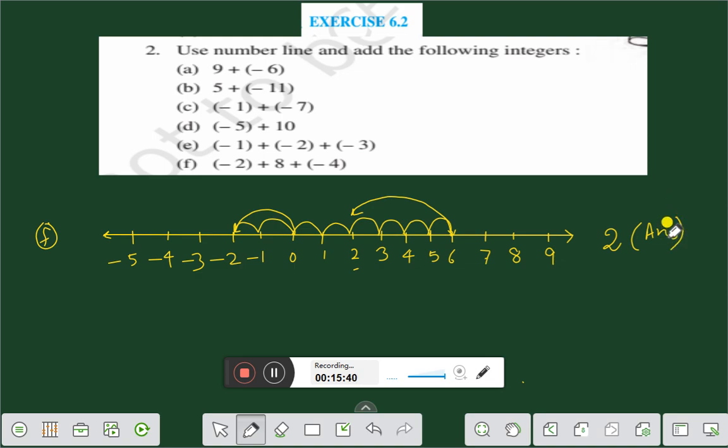Now, let us repeat once again. Exercise 6.2, question number 2F. First, minus 2, that is, you have to go on the left side, from 0 to minus 2. Now, plus 8, on the right side, 8 places: 1, 2, 3, 4, 5, 6, 7, 8. That is 6. Again, minus 4 on the left side: 1, 2, 3, 4. The answer is 2.